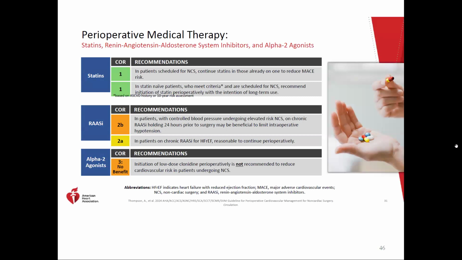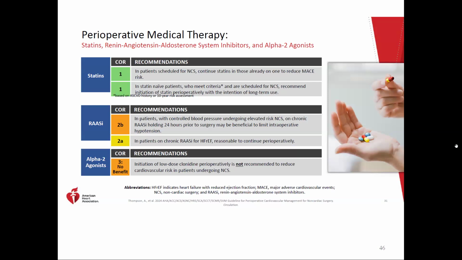ACE inhibitors and ARBs were addressed. So cardiologists love them. We don't like them because we have the low blood pressure, but they love the afterload effects on the heart. So they met in the middle and they said, for heart failure patients, it might be reasonable to continue them in the perioperative period for afterload reduction to allow forward flow. And 2B, so not 2A, 2B evidence that in patients with controlled blood pressure undergoing elevated risk non-cardiac surgery on ACEs or ARBs, holding 24 hours prior to surgery may be beneficial to prevent hypotension.